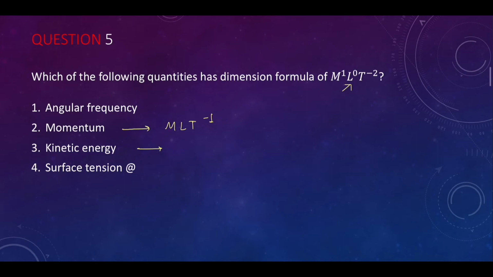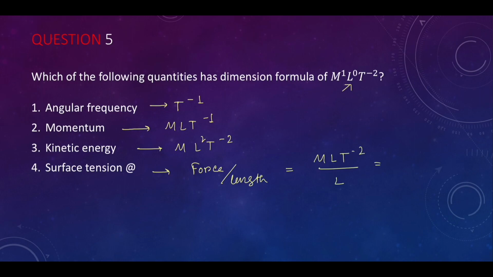Kinetic energy is mass times L square T to the minus 2. Angular frequency has a dimension T to the minus 1, and surface tension is force by length. Force has a dimension mass times the dimension of acceleration, so divided by length, it is M to the 1, L to the 0, T to the minus 2. Option 4 is correct.